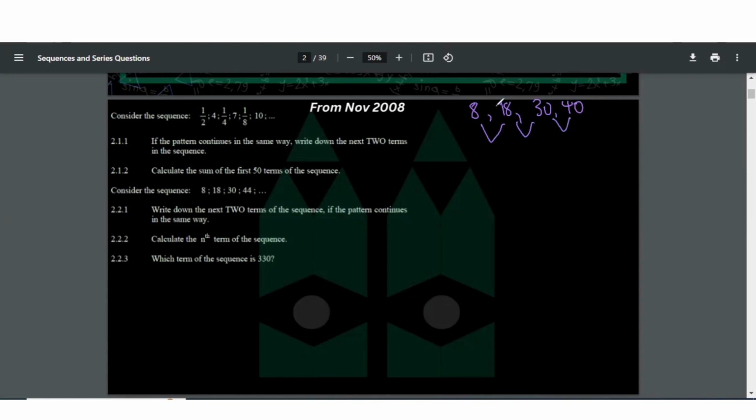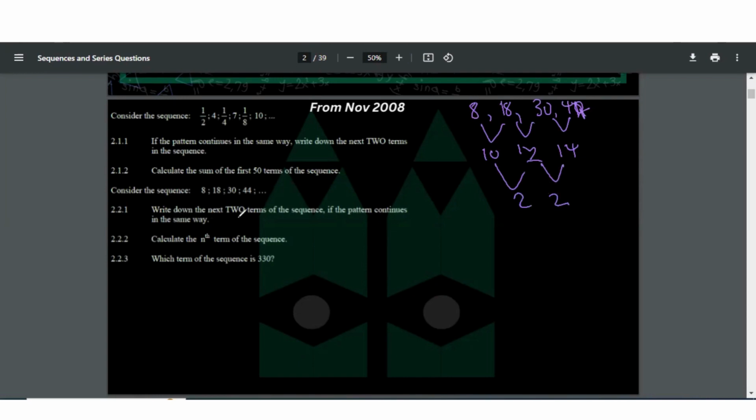The difference between 18 and 8 is 10. The difference between 30 and 18 is going to be 12. And then the difference between 44 and 30, that's going to be 14. And so we have a constant second difference of 2.